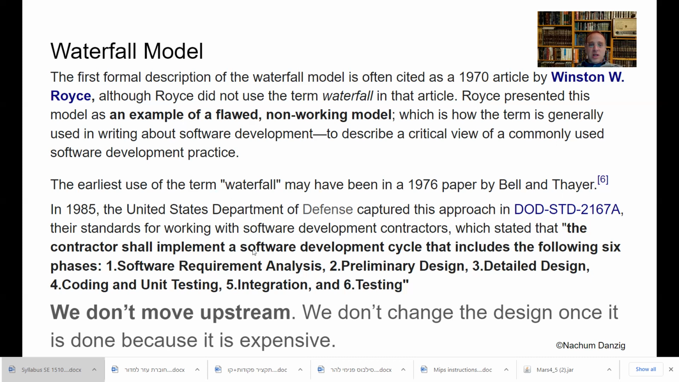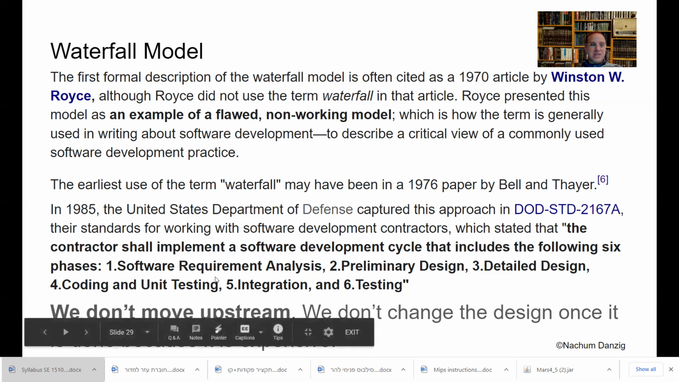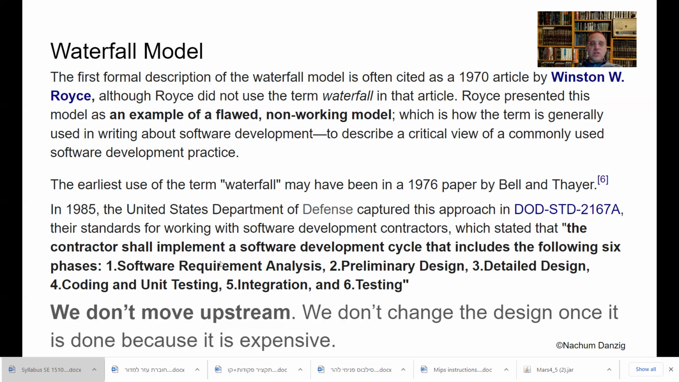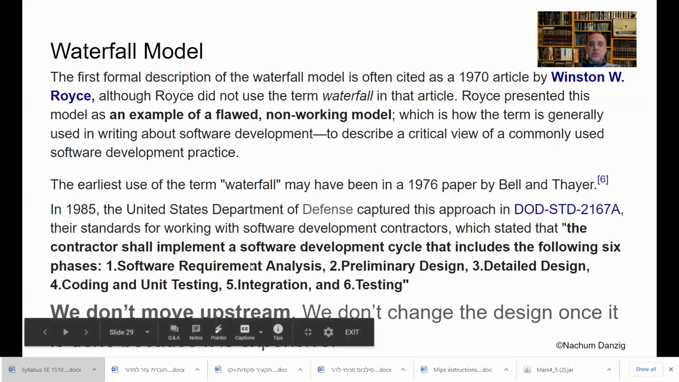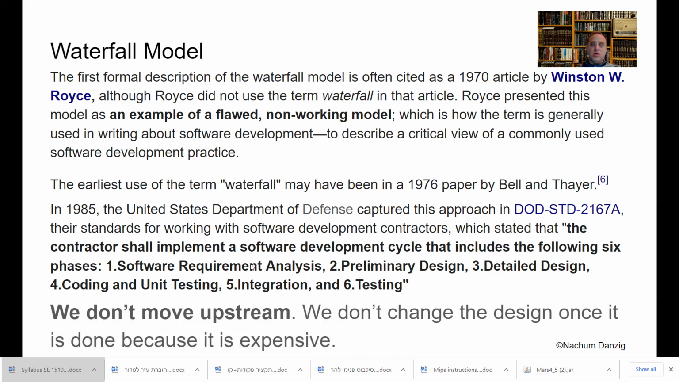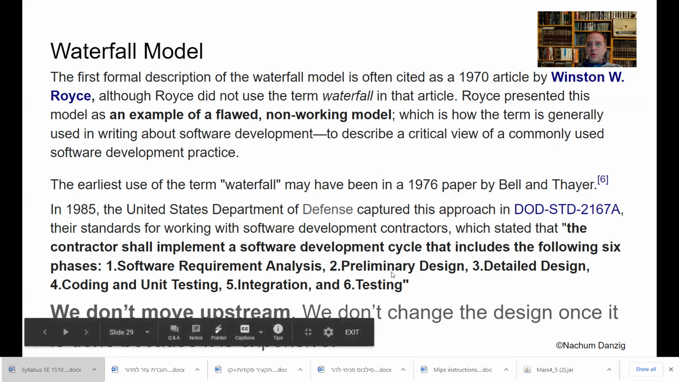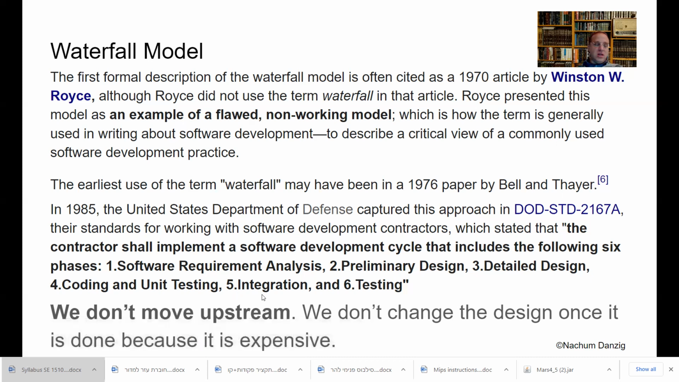The contractor shall implement a software development cycle that includes the following 6 phases. Software requirements analysis. That means you analyze what the software should do. You figure out, you analyze the reality in the world that you're trying to solve, and you talk to the pilots of the plane and figure out what they want their software to do in their plane. Then you come with a preliminary design, then a detailed design, then you do coding and unit testing. Then you do integration, where you actually install the stuff and make sure it works on the plane, and then you test it.